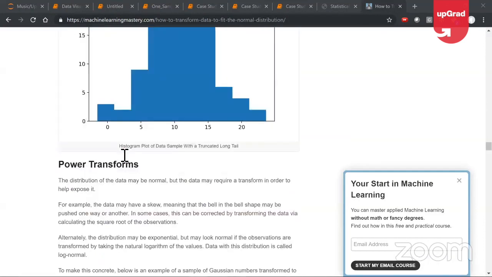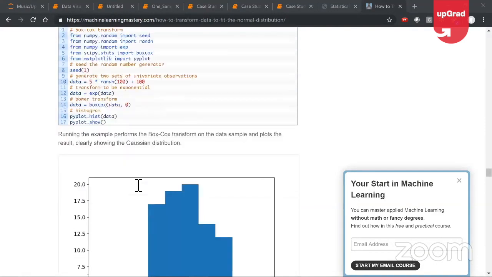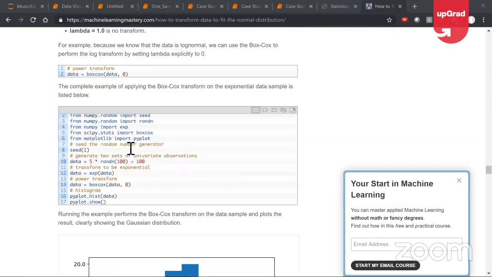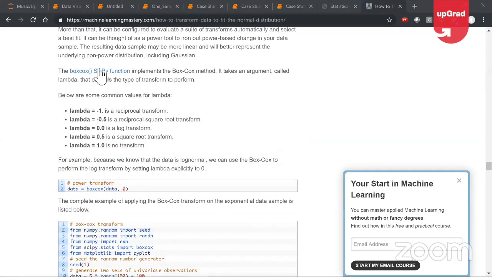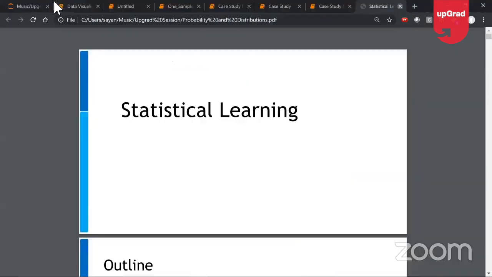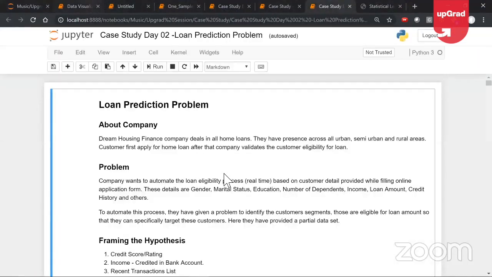And these are the power transforms I was talking about. If you go down, you will have something called Box-Cox methods we have talked about here. This is a SciPy function called boxcox, where all these power transforms are actually used. All right. Let's move on, and let's come back.